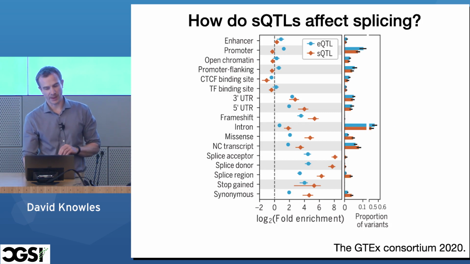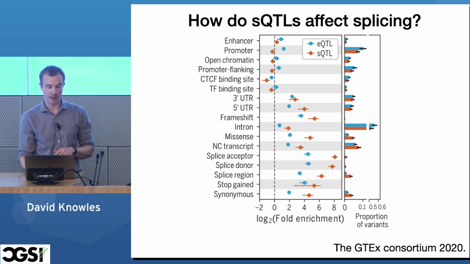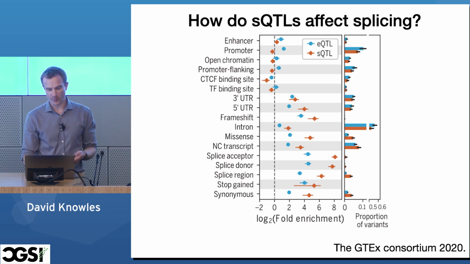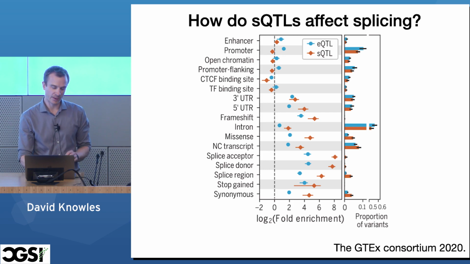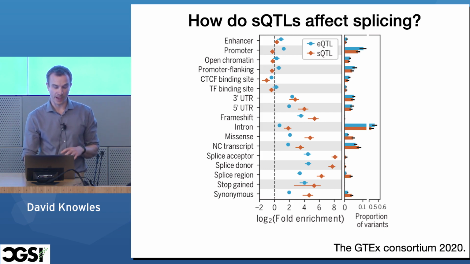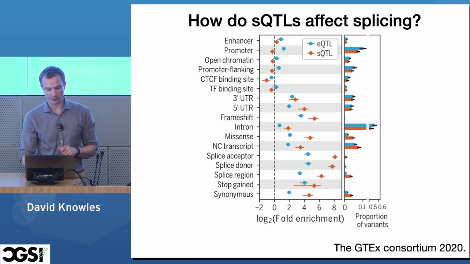But how do sQTLs actually affect splicing? So I took this figure from the most recent GTEx paper, where they looked at enrichment of eQTLs and sQTLs in different genomic regions. And some of the things pop out here that you might expect. You're more likely to be an eQTL if the variant is in a promoter. You see some enrichment for transcription factor binding sites as well for eQTLs. And for sQTLs, variants that are at the splice donor or the splice acceptor, so the two ends of the intron, or in other known splice regions, are more likely to affect splicing.